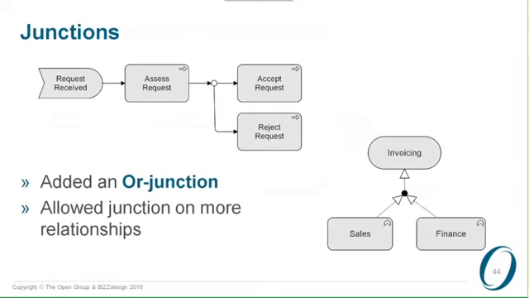We also added the option to use junctions on more than just triggering and flow relationships to denote explicitly that in this example on the right, sales and finance together realize invoicing. There was always confusion about having a realization relationship from two different, say in this case, functions to a service. What does that mean? Are they alternative realizations or do they jointly realize it? Using junction in this way helps you express that explicitly. In this case, these two jointly realize invoicing.